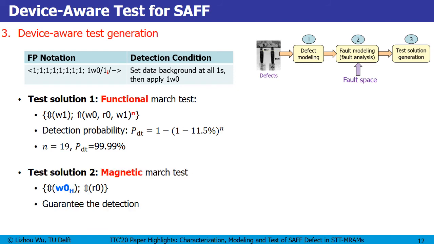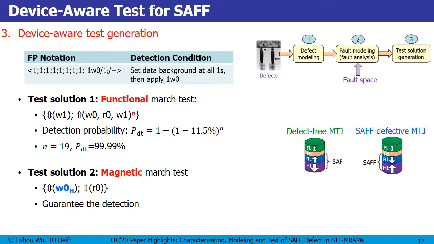We also provide a better test solution, which is magnetic March test. Conventionally, when people talk about March test, they mean electrical operations. But here, we are the first to propose magnetic March test, which incorporates magnetic write operations. For example, you can use this magnetic March test to guarantee the detection of the SAFF defects. How does this work? I will show you.